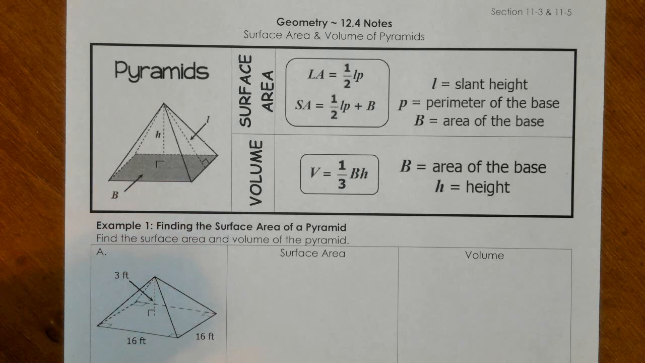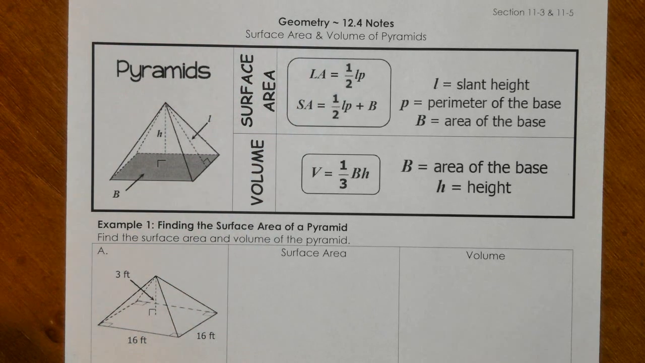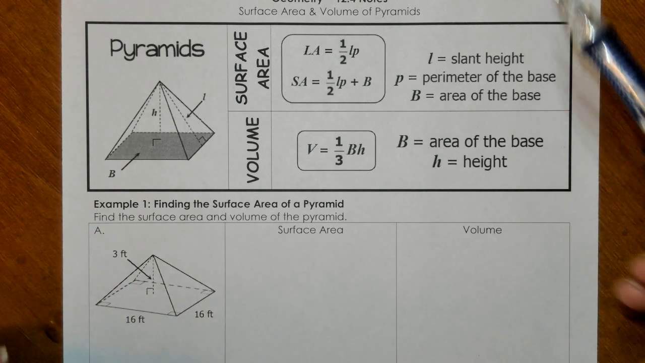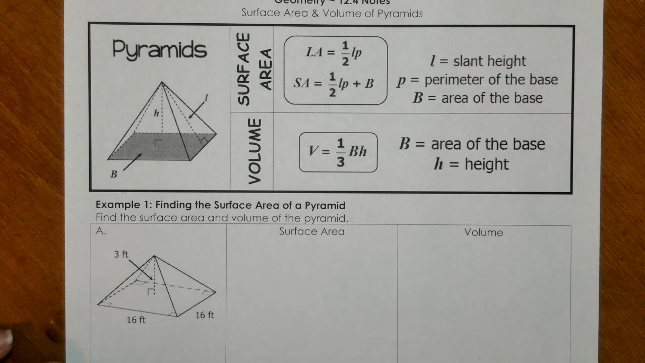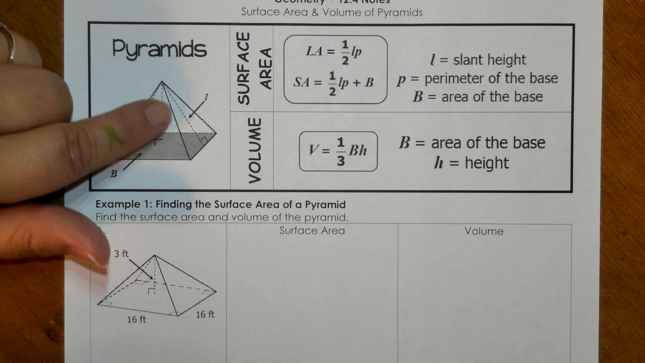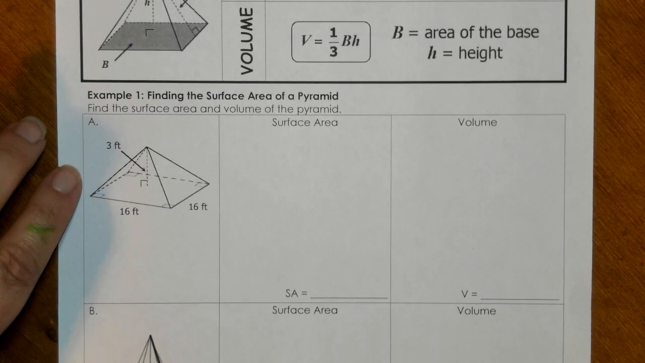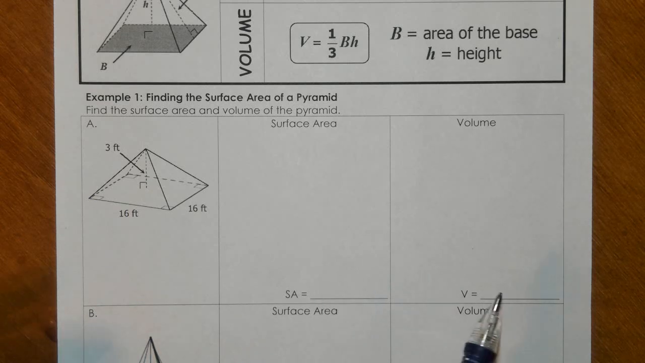For surface area and volume of pyramids, we are given our two sets of formulas for surface area and volume. This is 12.4 notes. A new variable that we're going to learn is the L, which is your slant height. As you can see, it's right here on the triangle. If you look at the first example, we are not given the slant height. So before I actually work out surface area and volume, I need to make sure I have all my variables.